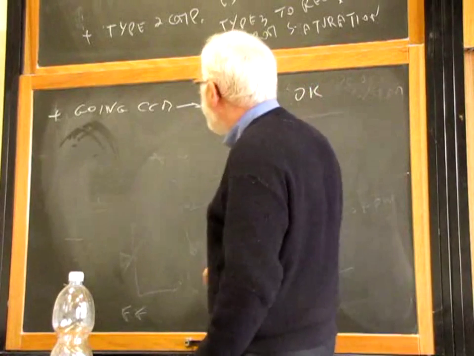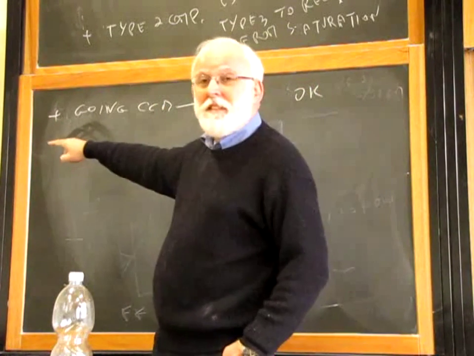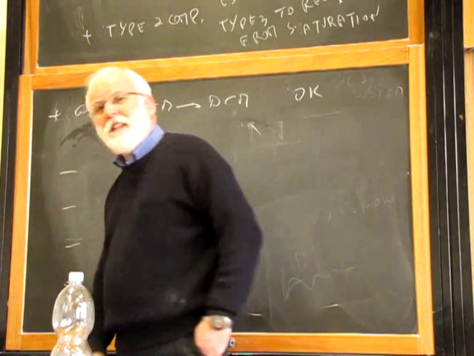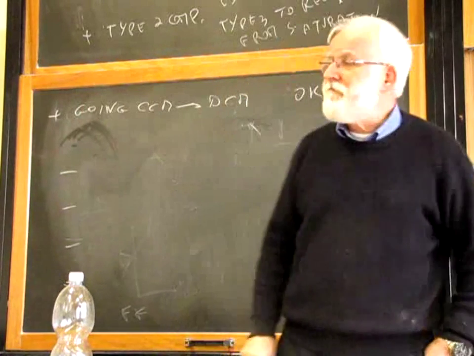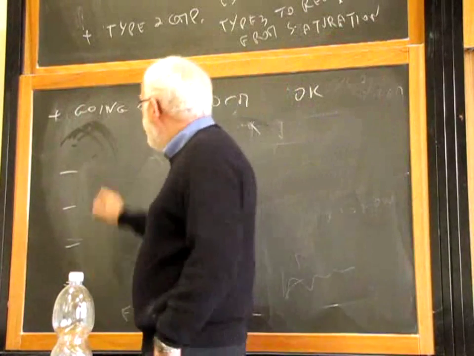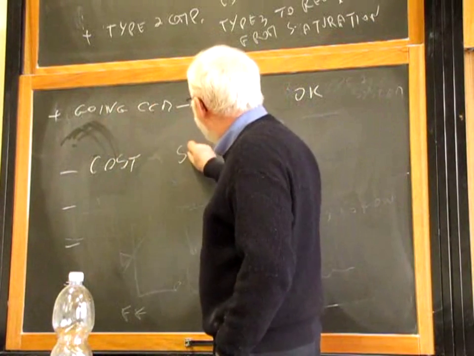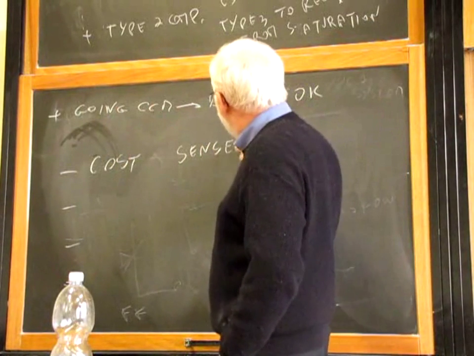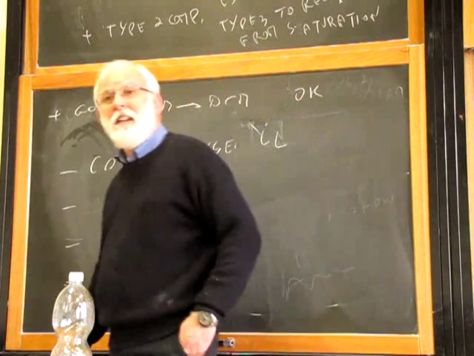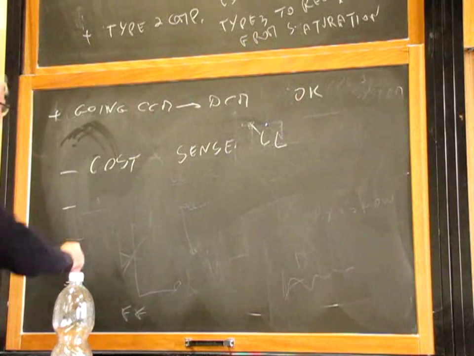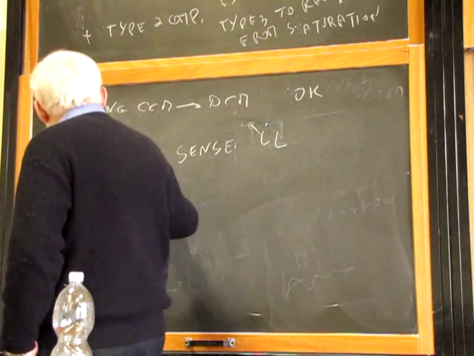Going CCM to DCM is okay. What advantages? Are there disadvantages? Yes, there are a few disadvantages, and the few disadvantages could be cost, because you have to sense IL. And sensing IL means you have to add a component at least, or maybe more than a component. Then the second disadvantage is noise sensitivity.